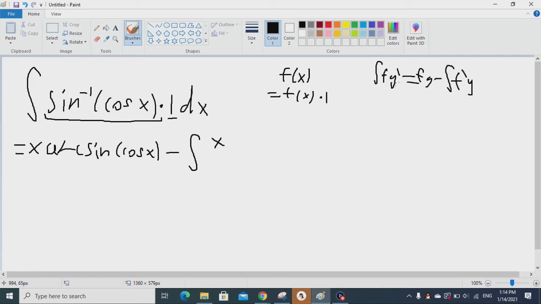I'm doing this as a voiceover because I didn't want to have to hear the mouse clicking as I'm drawing all this out.